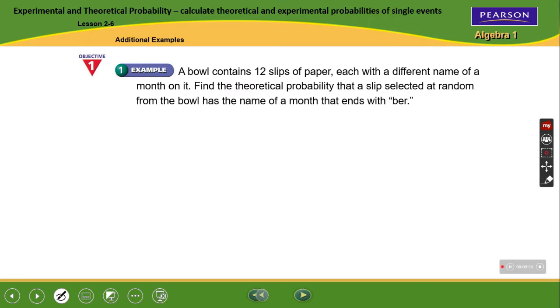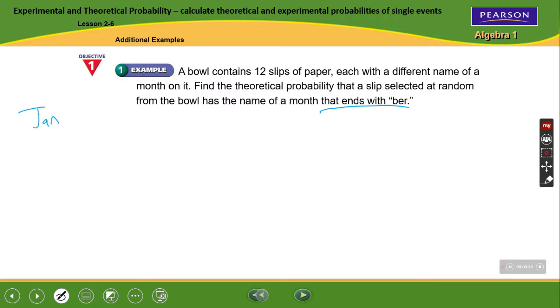It is a weird bowl, each with a different name of a month on it. Find the theoretical probability that a slip selected at random from the bowl has the name of a month that ends with "ber." So we need to find the probability of one of these slips is going to have a name of a month that ends with "ber." So we got to list out all the months.